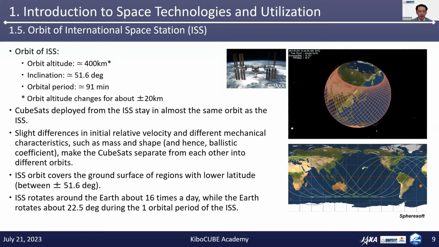So this is the 3D view, and this is the 2D ground track view on the world map. As you can see here, the ISS orbit covers the ground surface of regions with relatively lower latitude, between plus and minus 51.6 degrees. The ISS rotates around the Earth about 16 times a day, while the Earth rotates about 22.5 degrees during one orbital period of the ISS. So this offset in this direction is about 22.5 degrees.